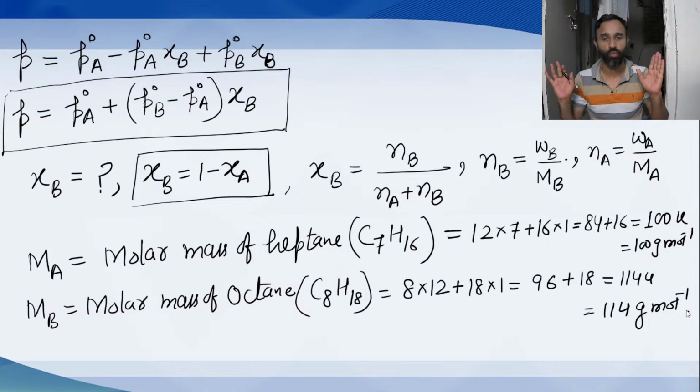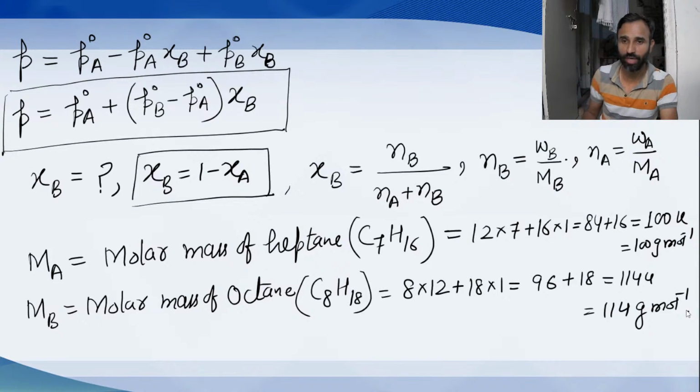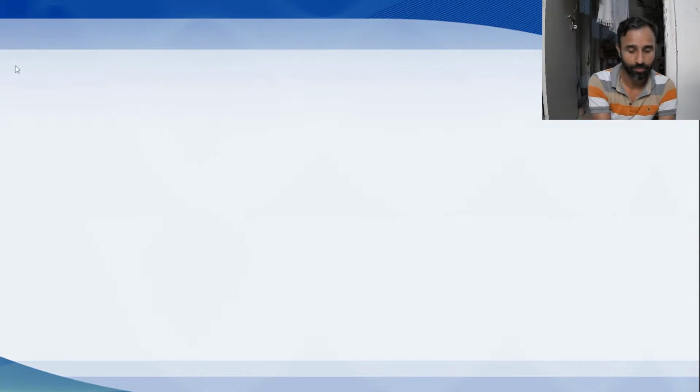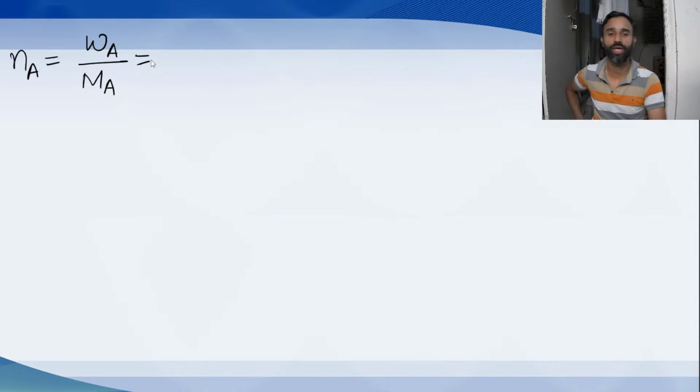So now we need MA, that we have calculated. We need MB, we have calculated. We need WA. Now we revert, we go back. First we calculate Na, then Nb, then from these two Xb, then P. So go back. First Na. What is Na? Wa over Ma.